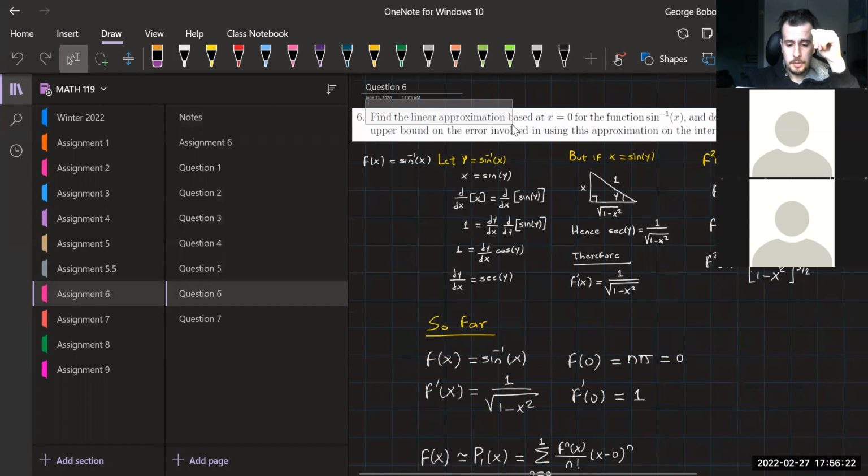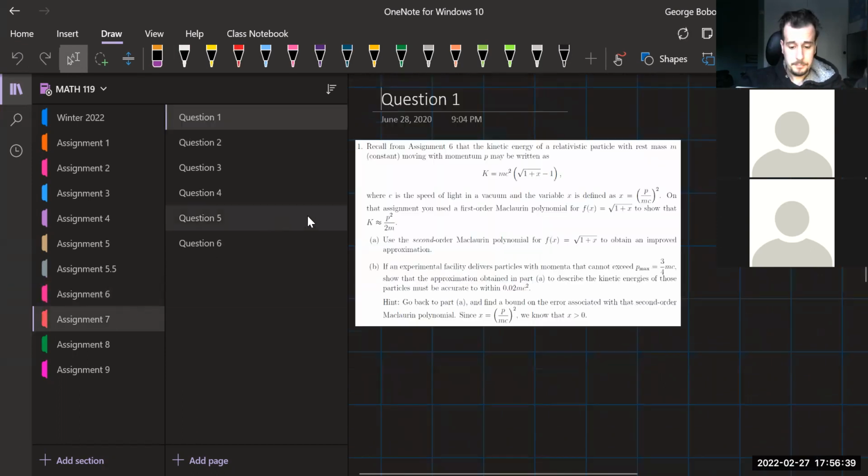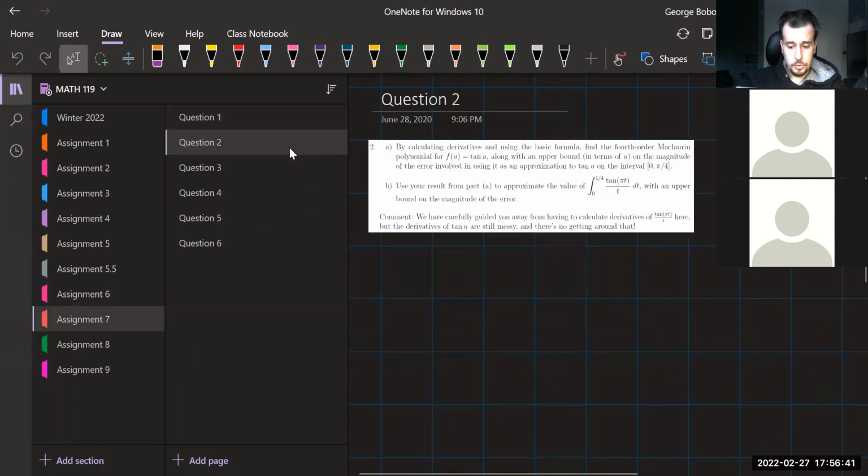Linear approximation is a Taylor polynomial of order 1. That's all there is to it. You'll see me do that here again. I'm just doing a Taylor series of order 1, usually just an equation of a line. Okay, and then Maclaurin refers to a Taylor series centered at 0.